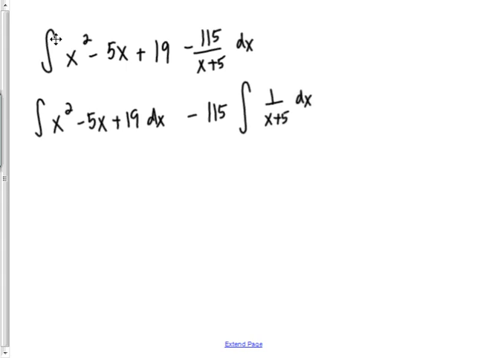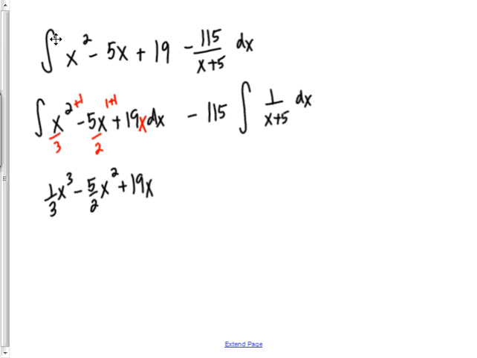So I'm going to think about them as two separate ones, because these first three are just power rules. We know how to do it. You add 1 to the power, divide by the new power. If it's just an integral of a constant, you just add on the variable, which is x in this case. So this is 1/3 x cubed minus 5/2 x squared plus 19x. So there's that part.